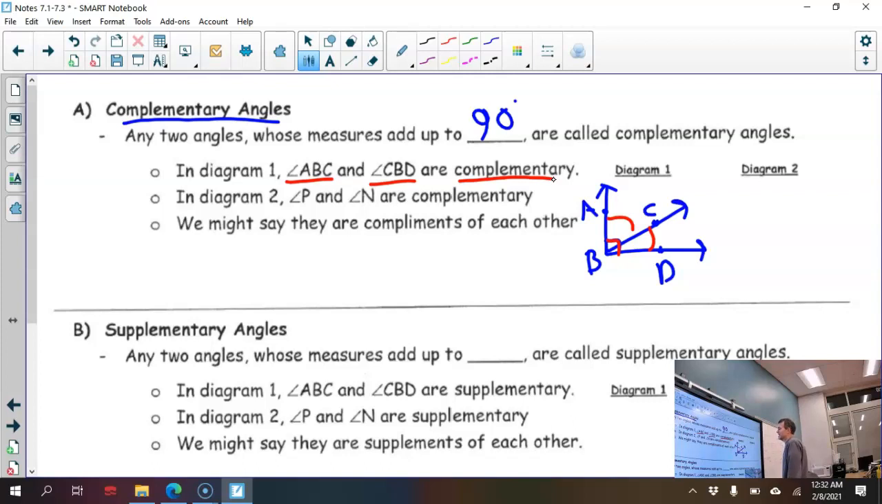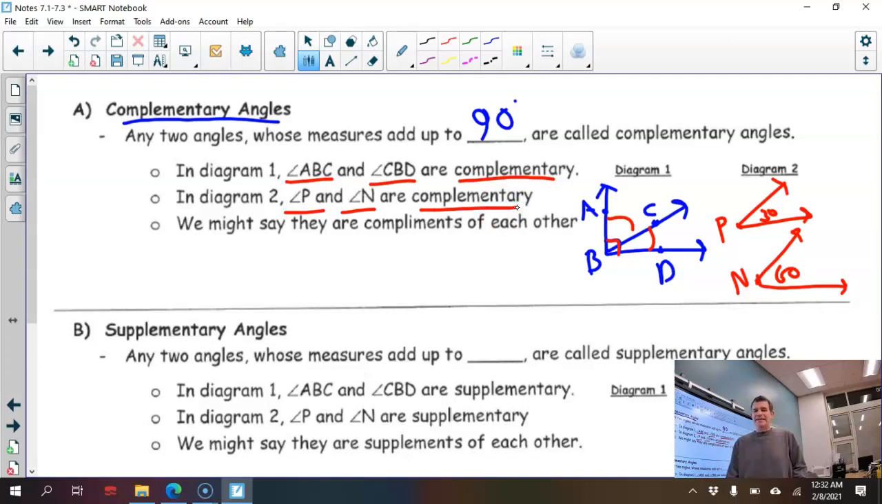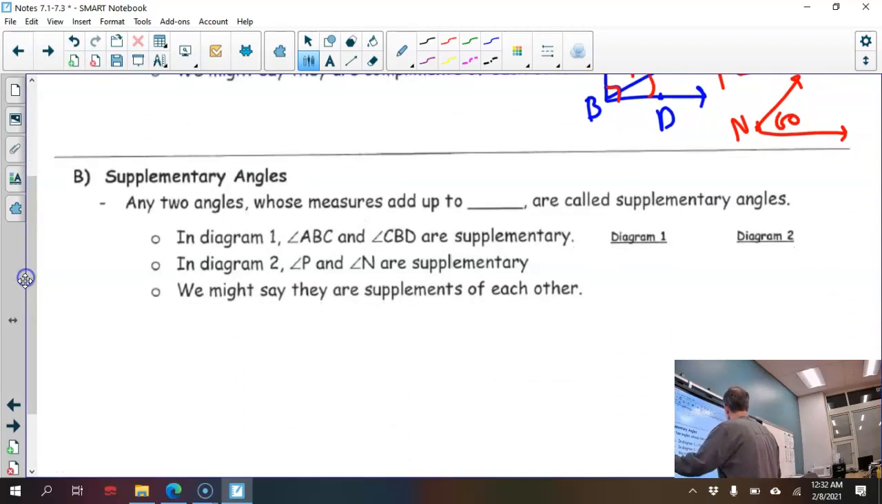Now for 2 angles to be complementary, they don't have to be next to each other like that. I could just have some random 30-degree angle over here, angle P. Then I could have another angle over here that is like 60 degrees, angle N. And because one is 30 and one is 60, angle P and angle N would also be complementary because they add up to 90 degrees. Any two angles that add up to 90 degrees are complementary.